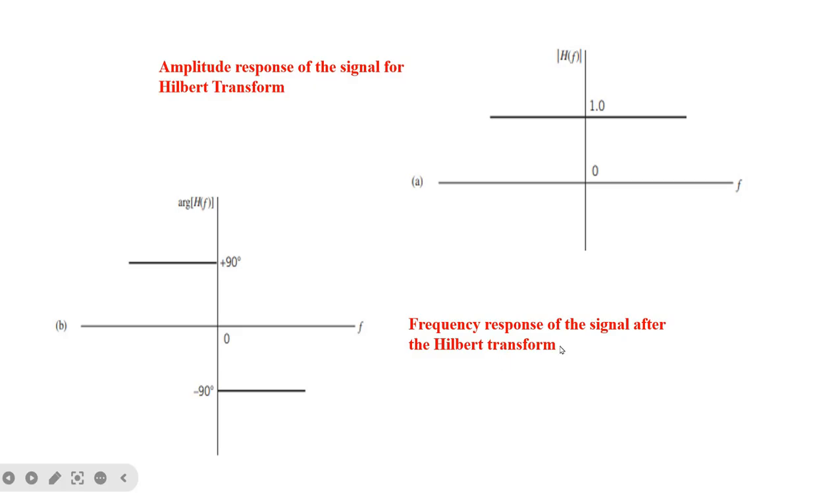And this figure shows the frequency response of the signal after the Hilbert transform is applied, where all the positive frequencies are shifted by minus 90 degrees and all the negative frequencies are shifted by plus 90 degrees. Okay, so for positive frequency it is minus 90 degrees phase shift, and for negative frequencies it is plus 90 degrees phase shift.